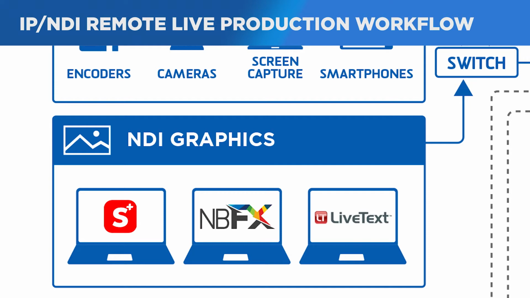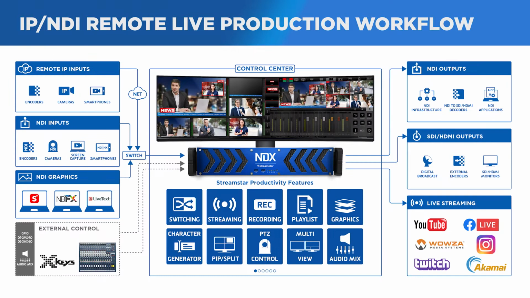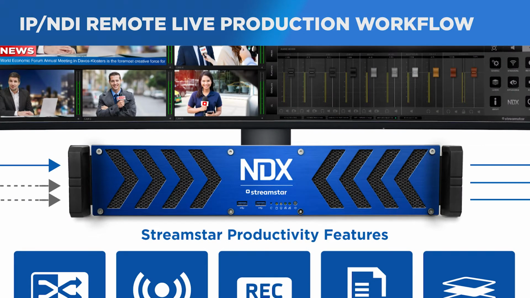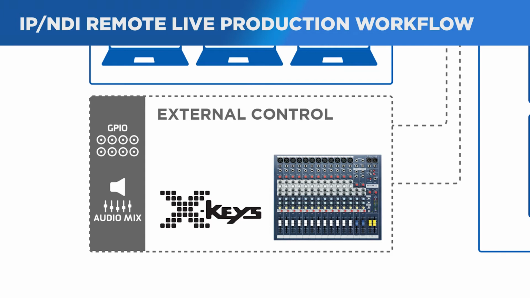Additionally, you can use the ingest layer to ingest NDI video from external character generator systems like Streamstar's own Score Plus and other third-party systems. All these signals are received in the remote production center, and the entire production is created using a Streamstar system. It accepts all sources as well as utilizes external controllers and audio devices.